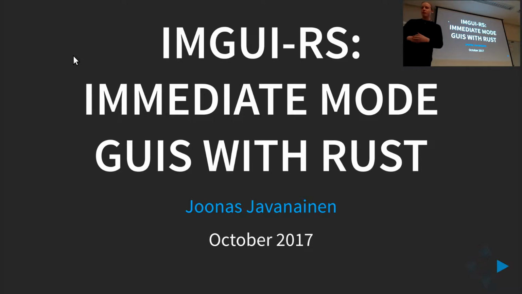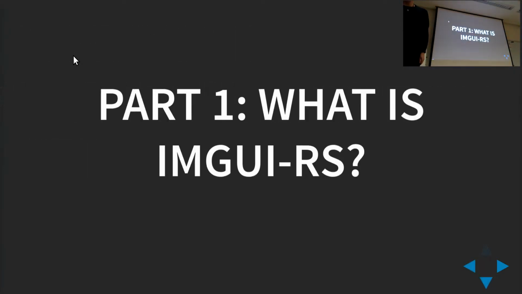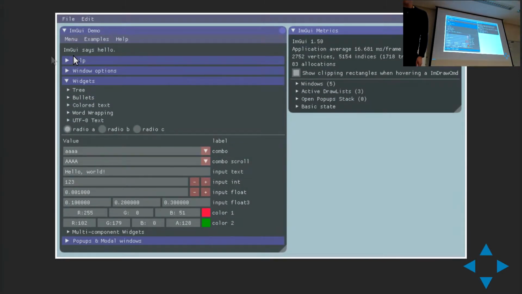So the first question is, of course, what is IMGUI-RS? Some of you have heard it, some of you have used it, but for most people it's probably a new thing. And this is IMGUI-RS. So it's a library for building user interfaces. This is one of the examples in the library. It's called test window. It basically just showcases all these different kinds of widgets that you can use.